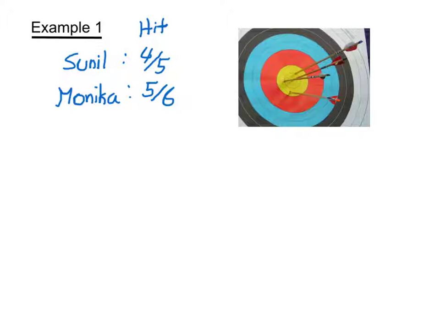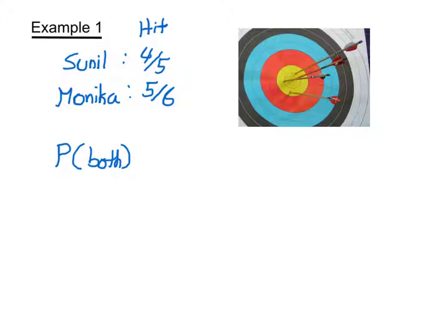Let's take a look at another example. We have two archers, Sunil and Monica, and they both have probabilities of hitting a target. Now if they fire at the same time, they're independent events, and we can find the probability of them both hitting the target at the same time, and we can also find the probability of them both missing the target at the same time. So let's take a look at the case where they both hit the target.